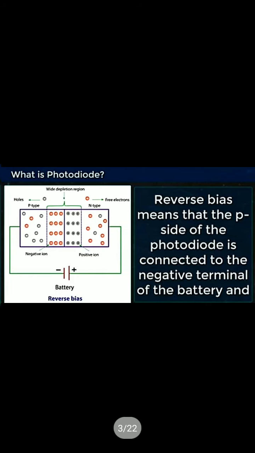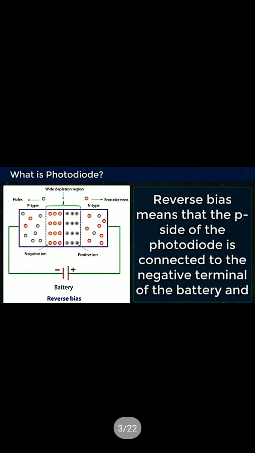Okay, so in reverse bias, as we already said, the P side is connected to negative and the N side is connected to positive, and we know that in reverse bias condition the width of the depletion layer increases. That's why in a normal PN junction diode we get a very small amount of current, and that current is called reverse saturation current. That is for a normal PN junction diode, not for the photodiode.